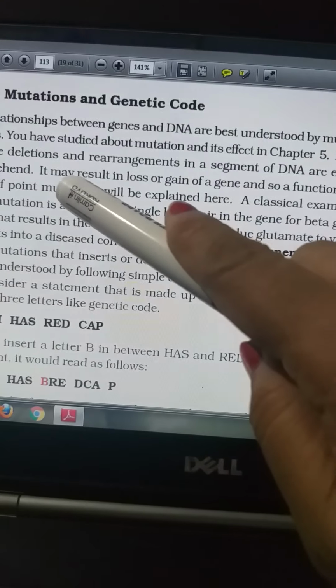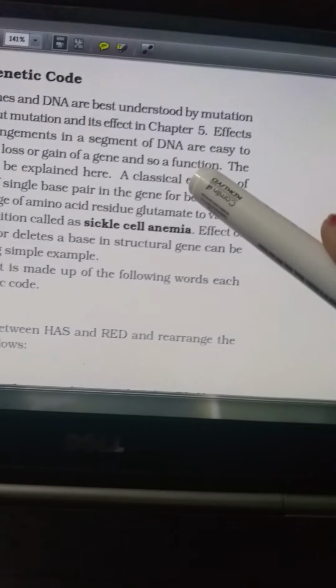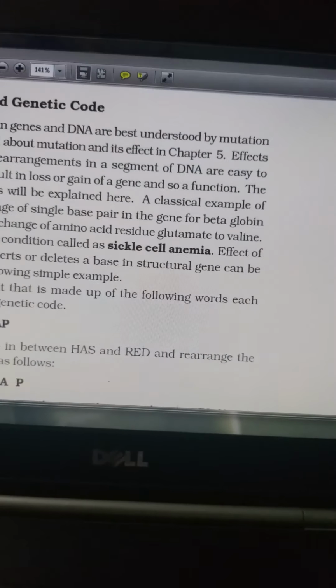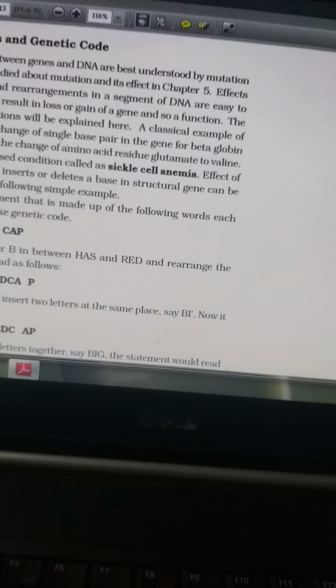to do with it. Here we have to do with two things, that is the point mutation and frame shift mutation and deletion mutation. All this is based on the triplet codon. So you know what is a triplet codon? A triplet codon is a 3 base pair segment. If you focus on the chapter here, it is seen that it may result in loss or gain of a gene and so function. So basically we are relating a gene to a group of 3 base codons.